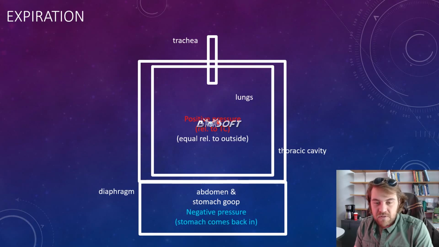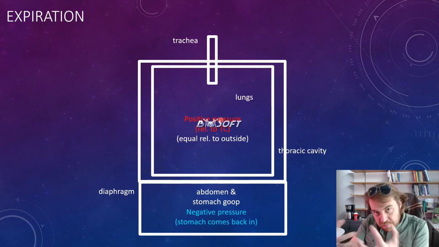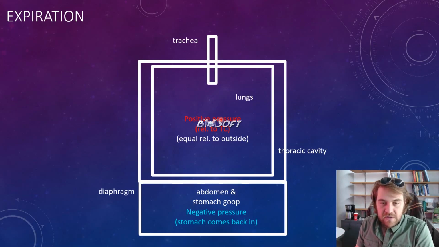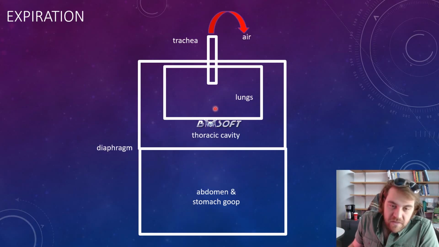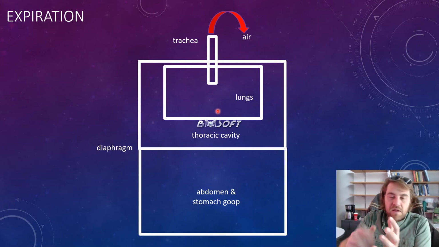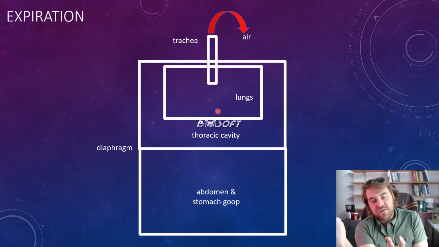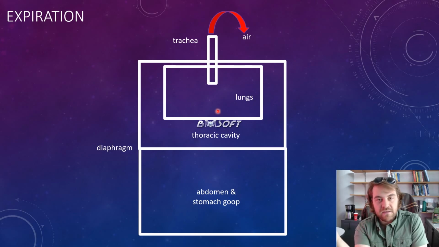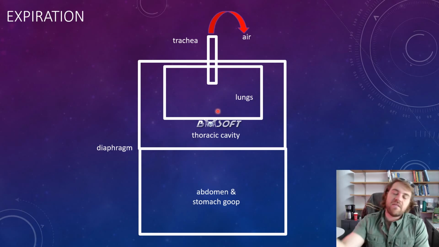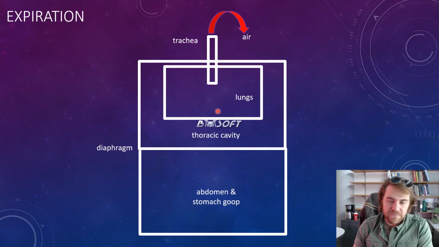This is not true. This shouldn't say that this has positive pressure relative to the outside. This has positive pressure relative to in here. Sorry about that. The thoracic cavity has positive pressure relative to the lungs. It's pushing. It's got higher pressure. So then it pushes the lungs to get smaller. The air comes out of the lungs, and then we're back in the place where we started. Everything's equal again. And then this whole cycle starts over.